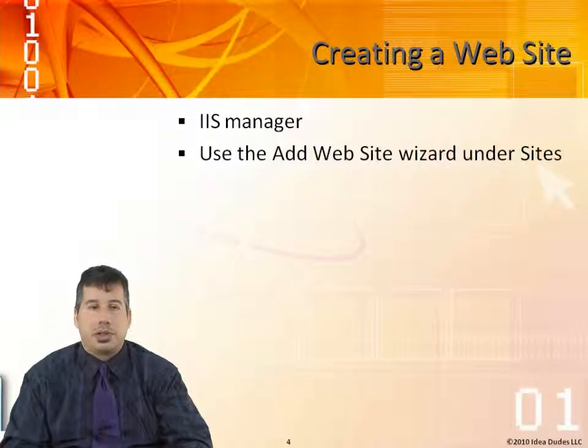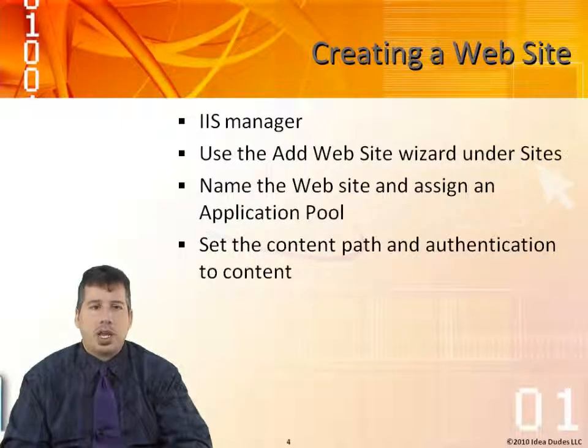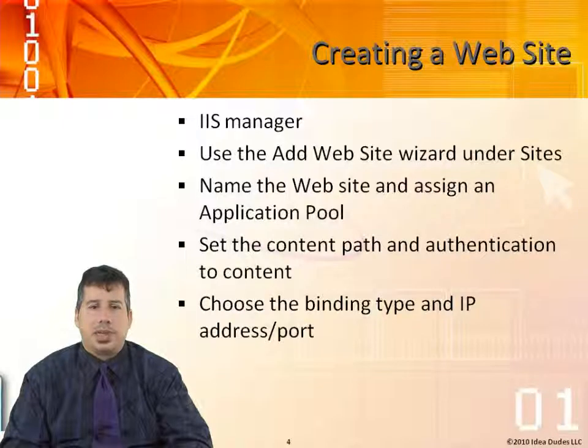Now you can also do this through the AppCmd command, and you can also script it through WMI. You name the website and assign an application pool. You set the content path and the authentication to the content. So it's going to be the access control list that is going to identify who is going to have access to this content. You choose the binding type, which is the IP address and the port.